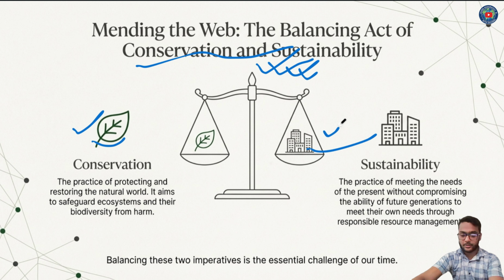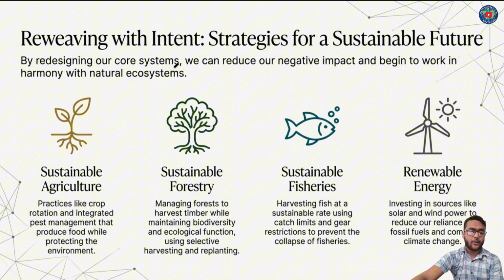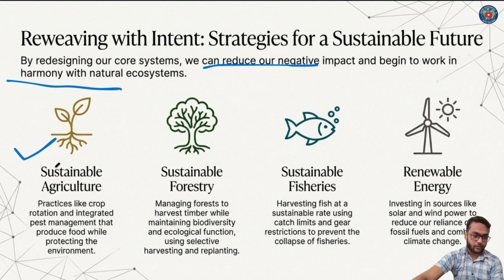Okay, conservation and sustainability. By redesigning our core systems, we can reduce our negative impact and begin to work in harmony with natural systems. Sustainable agriculture: practices like crop rotation and integrated pest management that produce food while protecting the environment. Sustainable forestry: managing forests to harvest timber while maintaining biodiversity and ecological function, using selective harvesting and replanting. Sustainable fisheries: harvesting fish at a sustainable rate using catch limits and gear restrictions to prevent the collapse of fisheries.